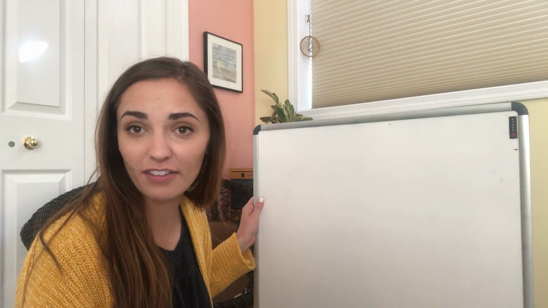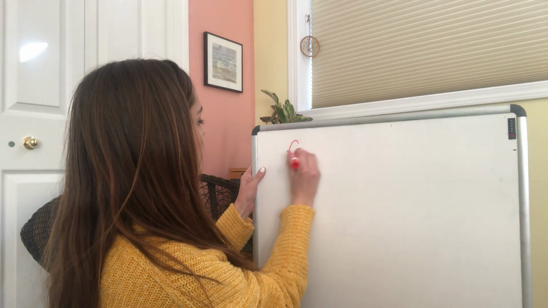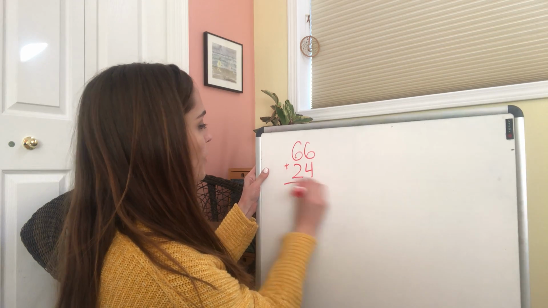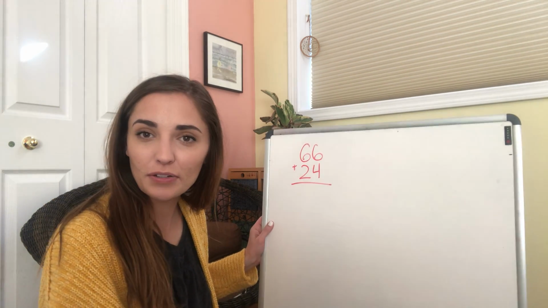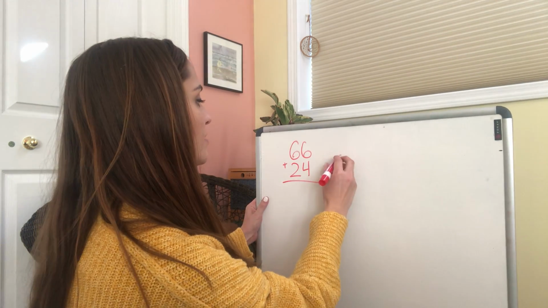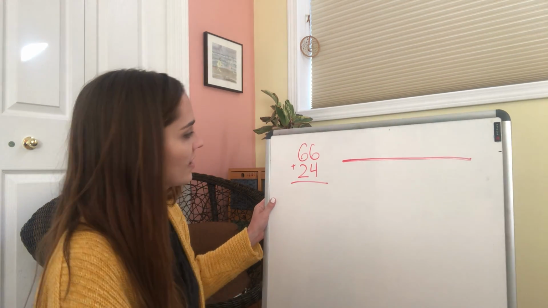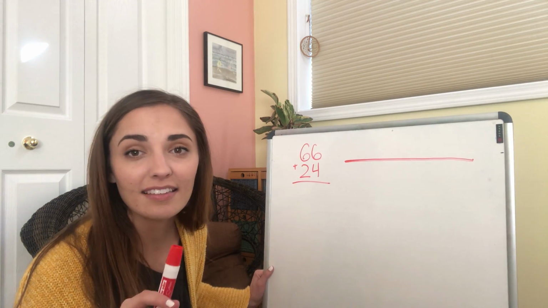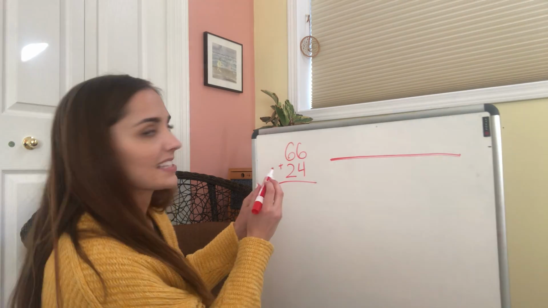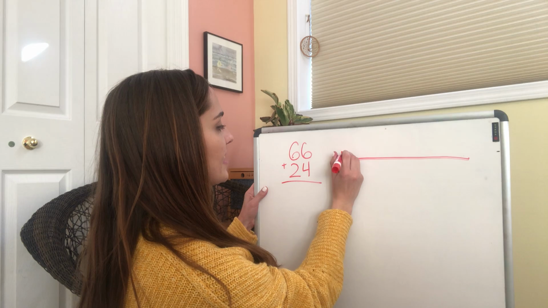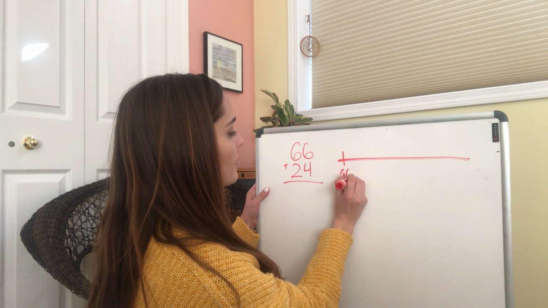And I'm going to choose problem 66 plus 24. Okay, so I'll write that out here. And I think the form I'll use is the open number line. So I'm going to draw my number line here. And remember how I said on open number line, I like to start with the biggest number. It's easier to add up a smaller number. So here, the bigger number is 66. I'm going to put that there.